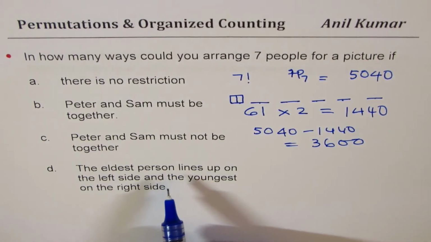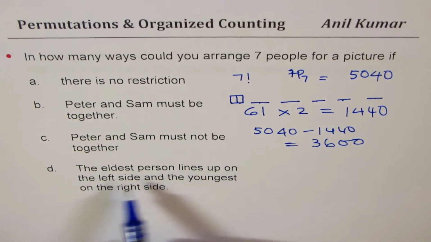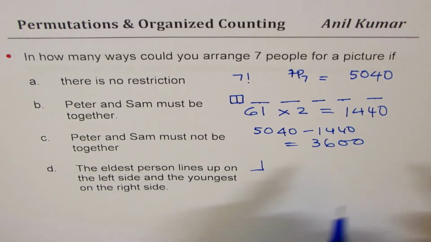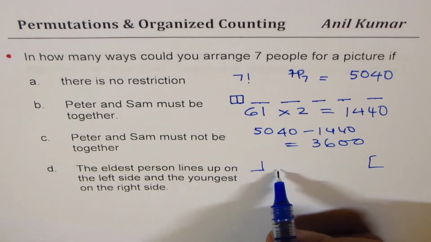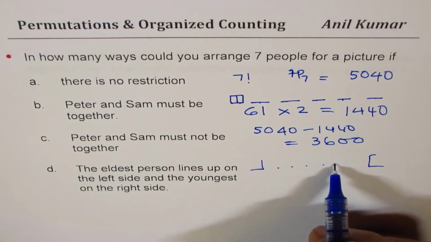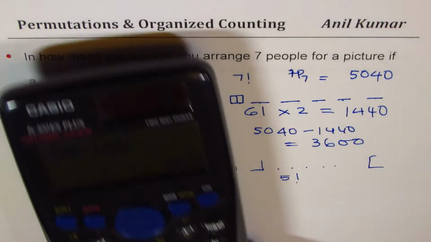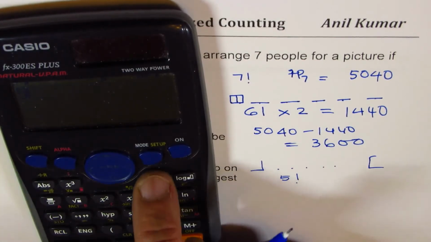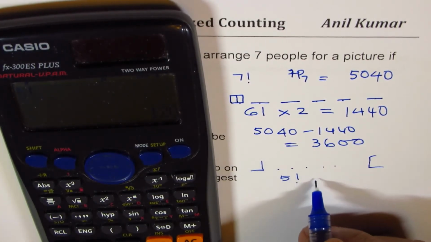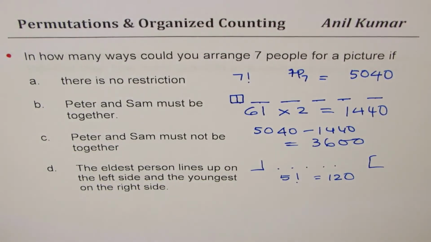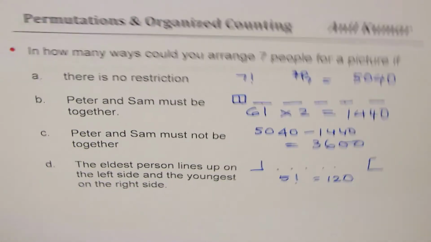The last part here is the eldest person lines up on the left side, so the left side has been blocked, and the youngest on the right side. So out of 7, we only have 5 in between, correct? And therefore the answer is 5 factorial. So what we get here is 5 factorial equals 120 ways. So that is how you could answer this question.